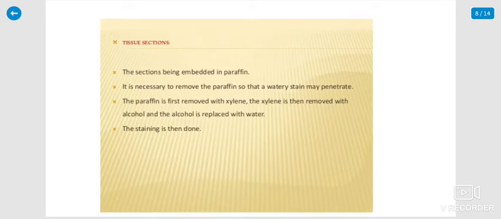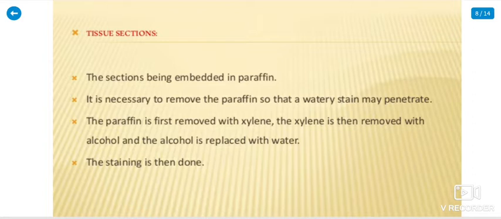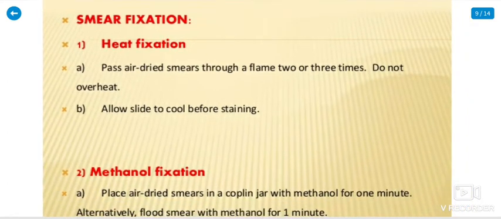Next, tissue sections. The sections being embedded in paraffin, it is necessary to remove the paraffin so that a watery stain may penetrate. The paraffin is first removed with xylene. The xylene is then removed with alcohol, and the alcohol is replaced with water. The staining is then done. Then smear fixation.